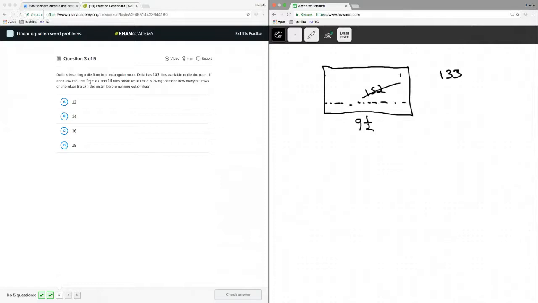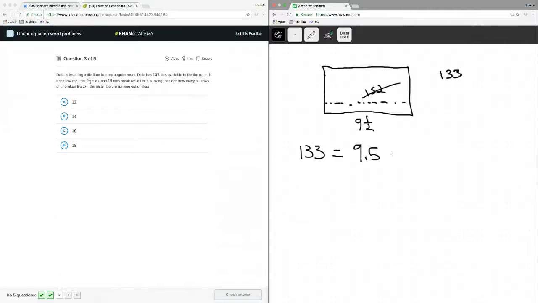How many full rows of unbroken tiles can she install before running out of tiles? So let's take a look. Now you could incorporate the 19 in the equation. It's a minus 19. I just went ahead and subtracted it ahead of time. It's kind of up to you, however you want to think about it or visualize it. But we could say now she has 133 left to play with. And each row is 9.5.